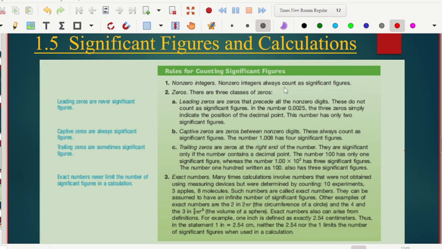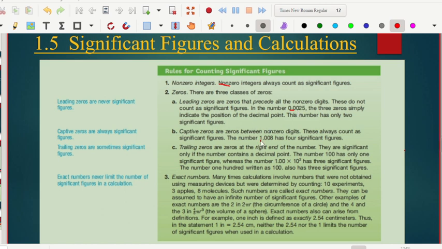So the first one is non-zeros. Non-zeros are always counted as significant. What are non-zeros? Any number other than 0 is significant. Then what about zeros? For instance, look at this number. So long as you have a decimal point and zeros before the non-zero digits, these zeros are not significant. So that's what you need to know.